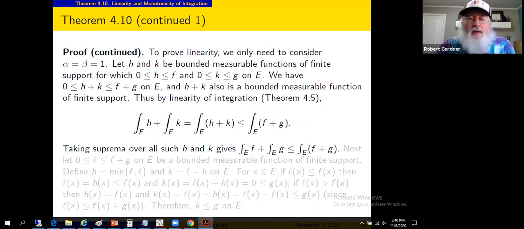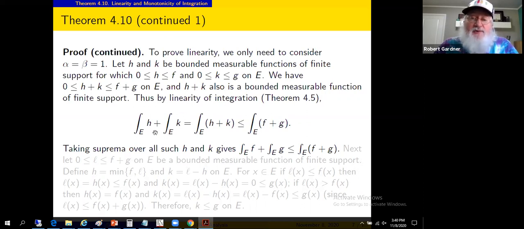All right, I don't want to talk about integrals of h's and k's. I want to talk about integrals of f's and g's. Well, take a sup over all such h of both sides of the equation. Take a sup of this over all h such that h is less than or equal to f and bounded with finite support. Take a sup of the left-hand side.